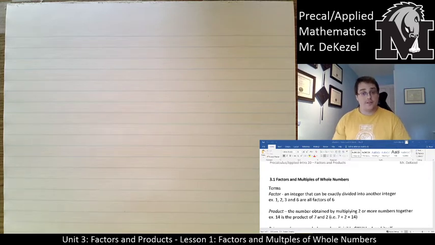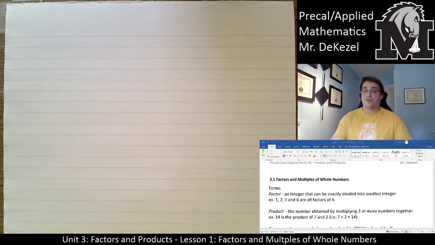This is the very first lesson of Unit 3. Unit 3 is factors and products, so it's all about multiplying things together and then also finding out, in some very tough situations, what two things we need to multiply together to get that thing. That will come later. We're going to start with something that's semi-familiar, I think: factors and multiples of whole numbers. So there's no decimals, there's no fractions, it's just whole regular numbers.